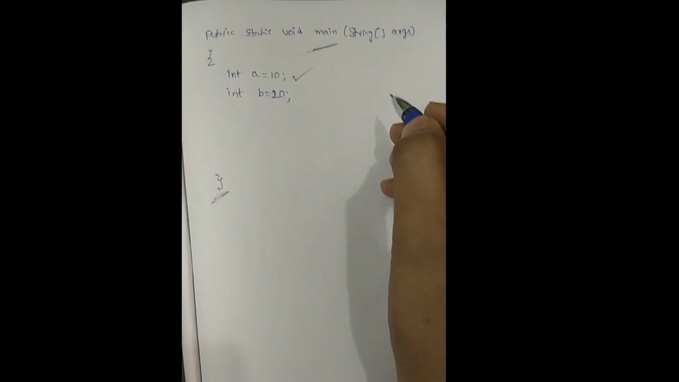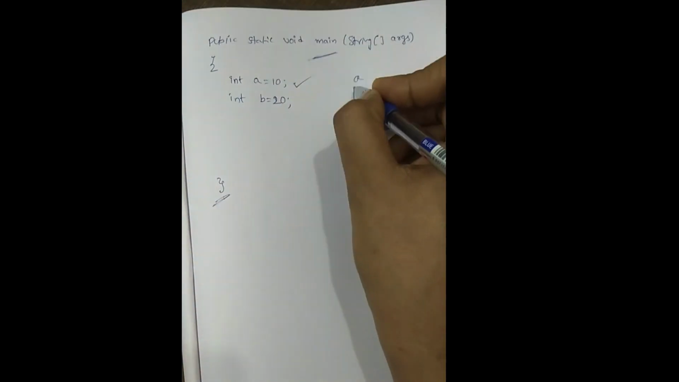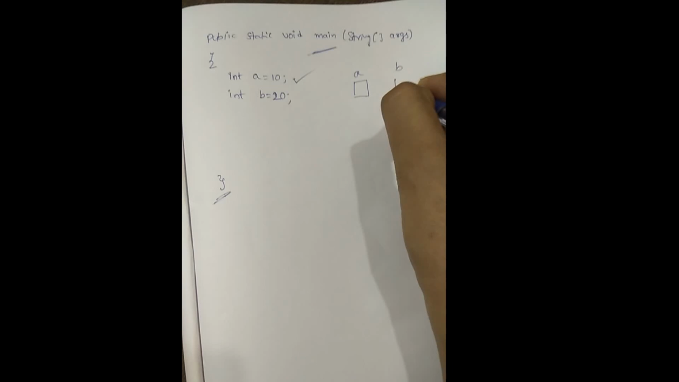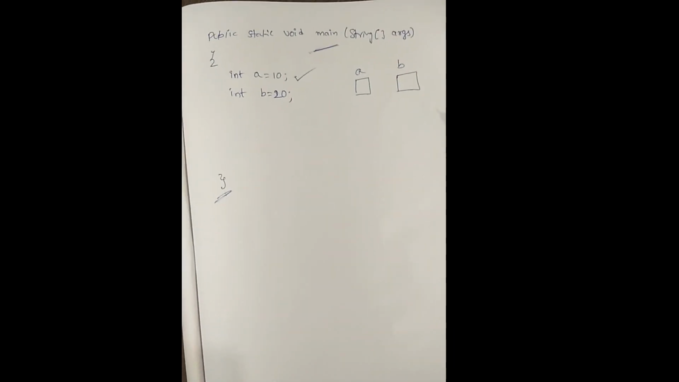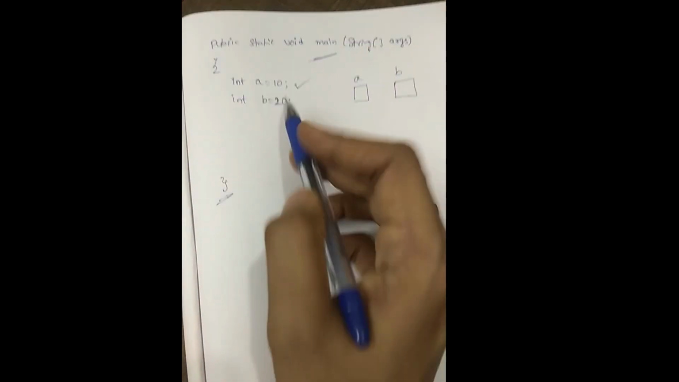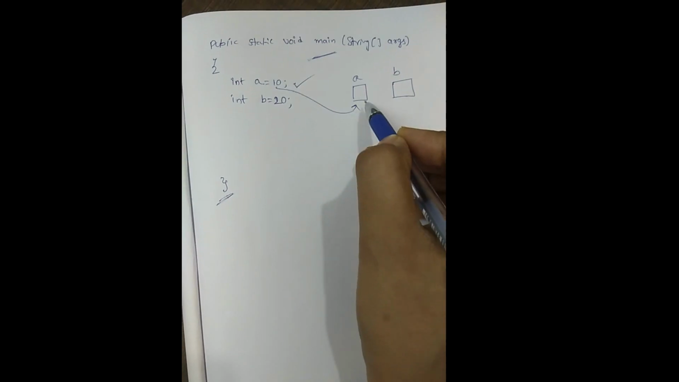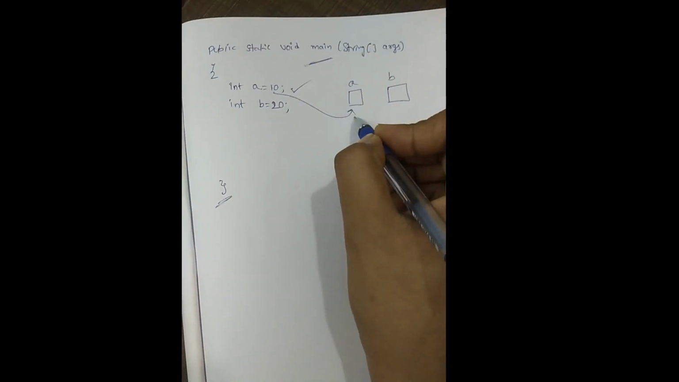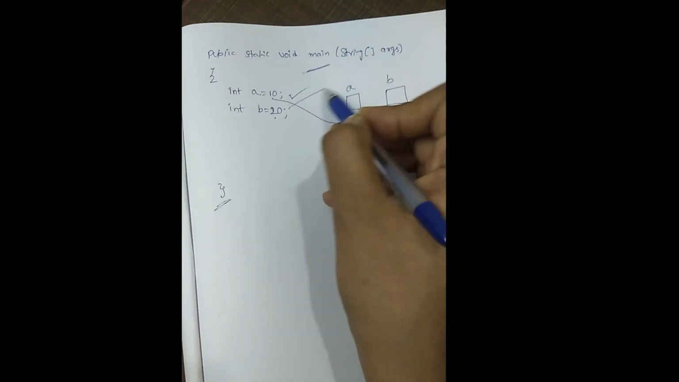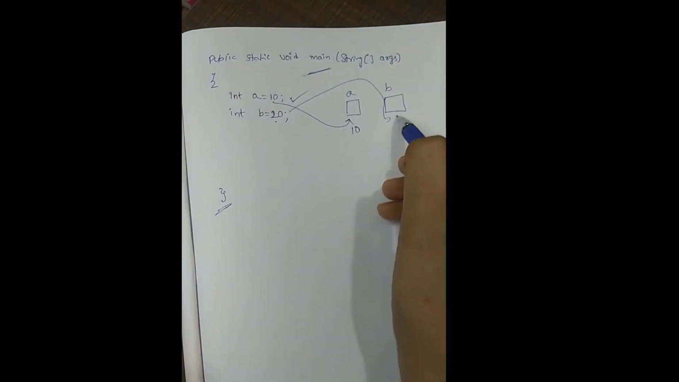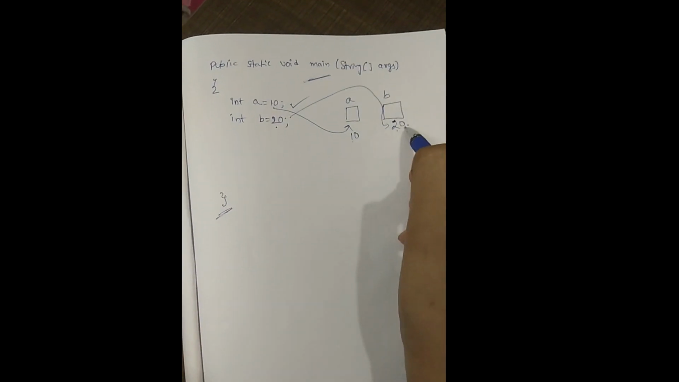By practicing hand execution, first understand how the values are stored into which variables and what is the present value of each variable. All these things you need to consider. First here a is equal to 10. That means a is stored with the value 10, right? And next b is equal to 20. Then b will be stored with 20. So a is 10 and b is 20.